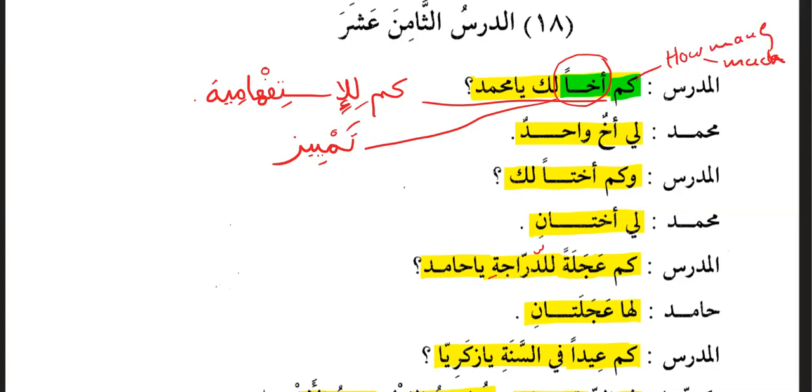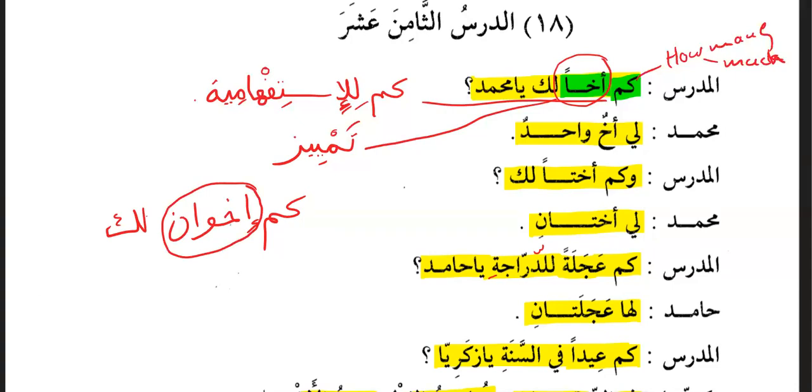So the word that comes after كم, when we're asking how much or how many of something, like here, we're asking how many brothers. The ruling is that the thing that you are asking about, so here, brothers, we wouldn't say, for example, كم إخوان لك. Whatever we ask about always has to be singular. So we would say كم أخاً. And the word will always end with an ألف. For example, كم أخاً, كم كتابا, كم قلما. So we can only use singular. We're not allowed to use plural when asking about the amount of something.